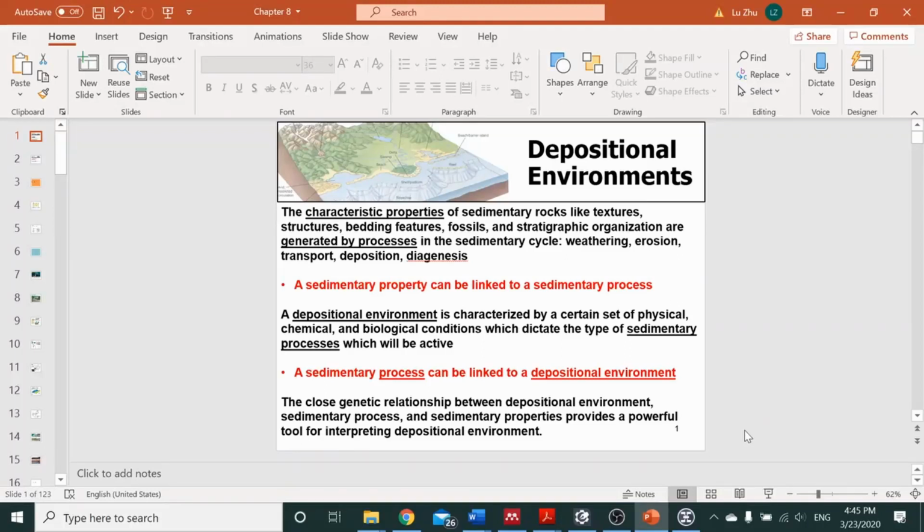Hello everyone. So we have talked about siliciclastic sedimentary rocks and carbonate sedimentary rocks, and we're not going to talk about the biochemical and biogenic sedimentary rocks in detail. So we're skipping chapter 7, and now we are starting chapter 8. And in chapter 8, we're gonna start to talk about depositional environments.